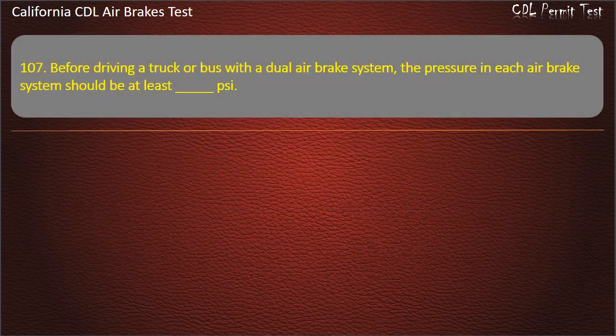Question 107. Before driving a truck or bus with the dual air brake system, the pressure in each air brake system should be at least 120, 100, 80. Answer. 100.